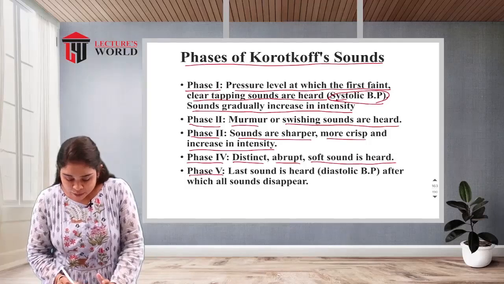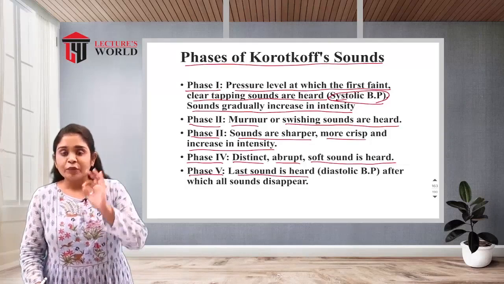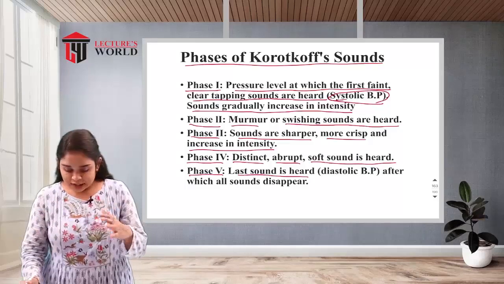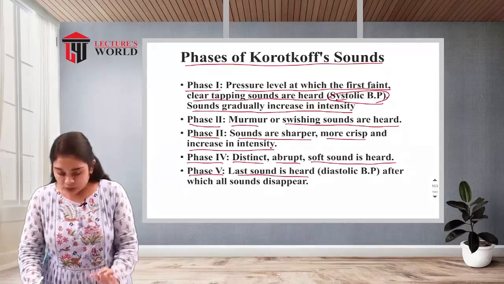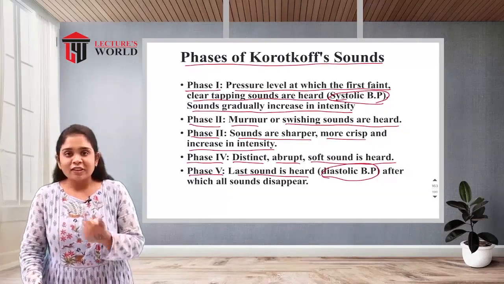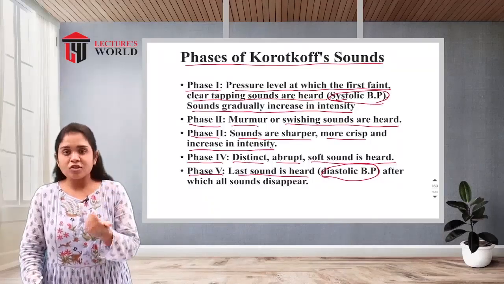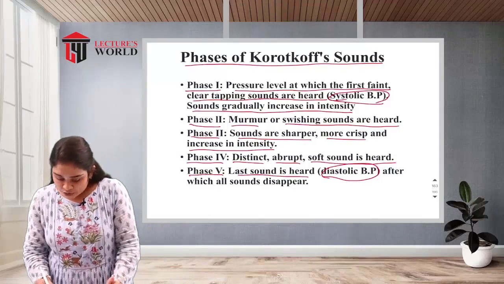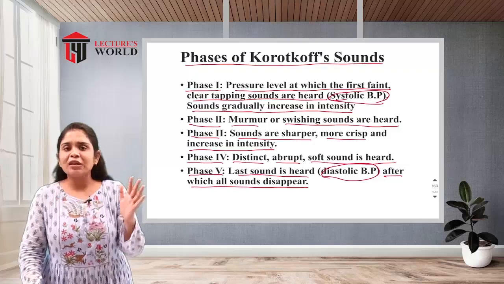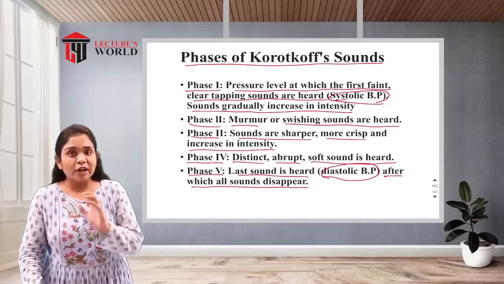Then after phase 5, the last sound is heard. This is the last sound of whatever we are hearing, like the pulse we are listening to on the stethoscope. That time the last sound you will be able to hear indicates the diastolic BP. So that contains both the parameters, or both the readings we can say, the systolic and the diastolic. After that all the sound will disappear, and you won't be able to hear any sound. So there are a total of 5 stages.